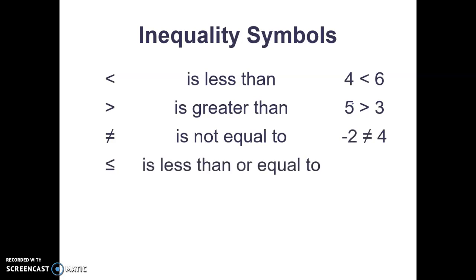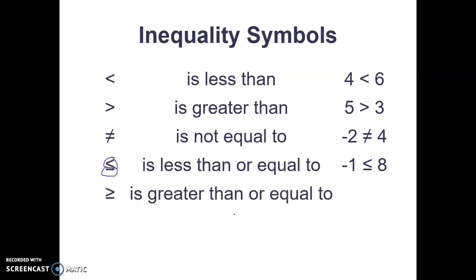This symbol represents is less than or equal to. Notice that we've got the less than part and then we've got a little bar underneath. That's the equal to part here. -1 is less than or equal to 8. And finally, greater than or equal to, 6 is greater than or equal to 0. Remember, it can be one or the other.